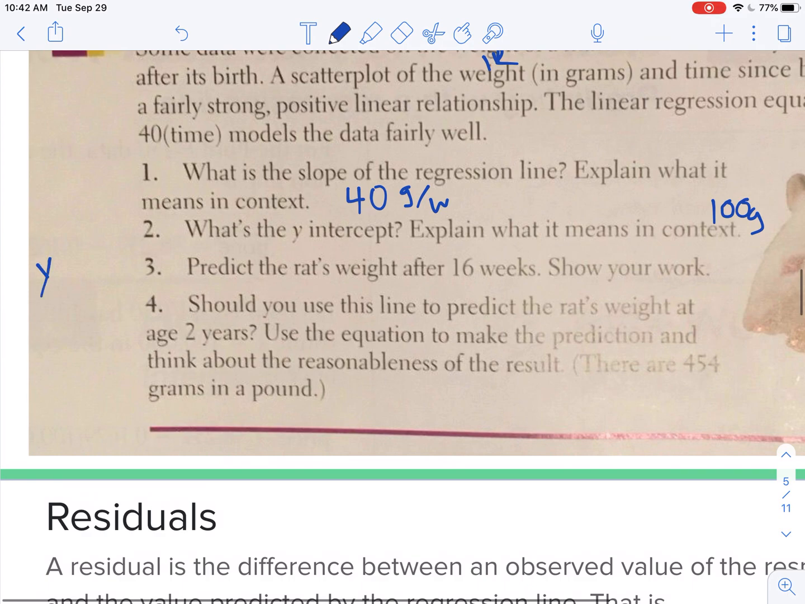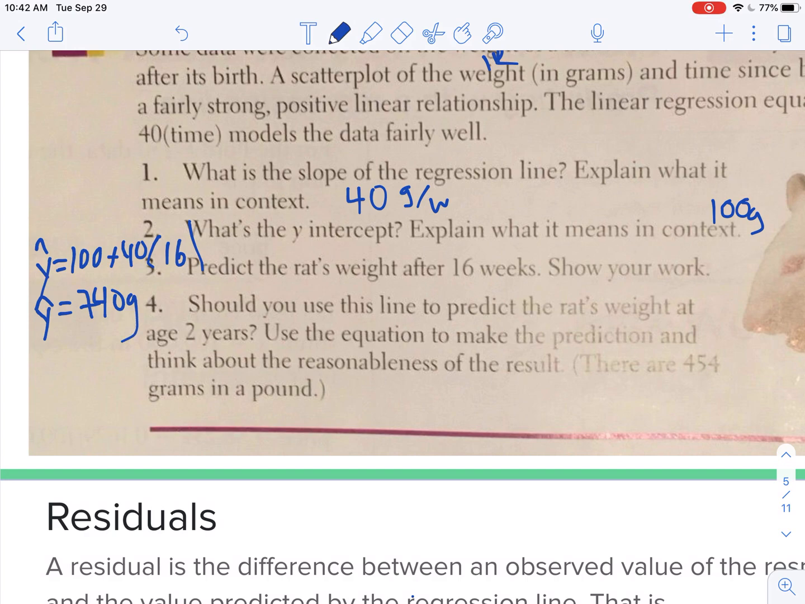So this is where I would just go ahead and say that its expected weight is going to be equal to 100 plus 40 times 16. So give me a second as I pull out my handy dandy calculator. I can do 40 times 16 in my head, I promise you, but it's not always the easiest thing. So that's 100 plus 640. So that means y hat is an expected 740 grams.